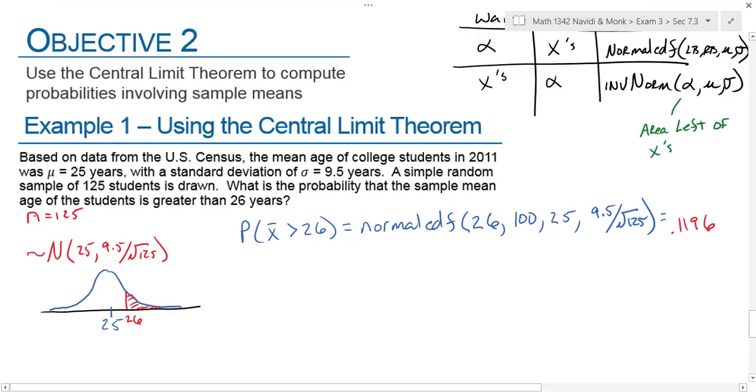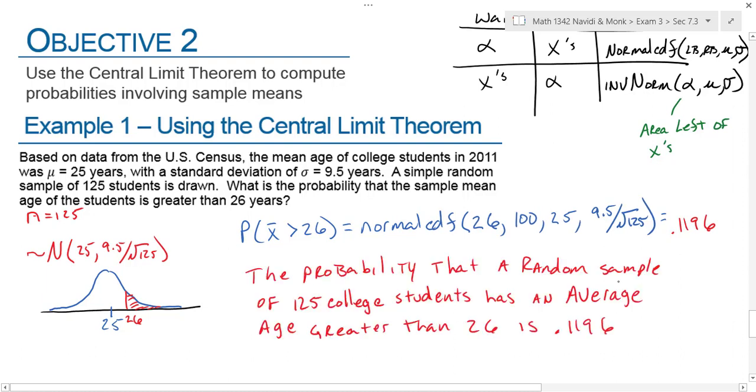The probability of having a random sample of 125 students with an average age greater than 26 is pretty low, 0.1196. In plain English, what this means is that the probability that a random sample of 125 college students has an average age greater than 26 is 0.1196.